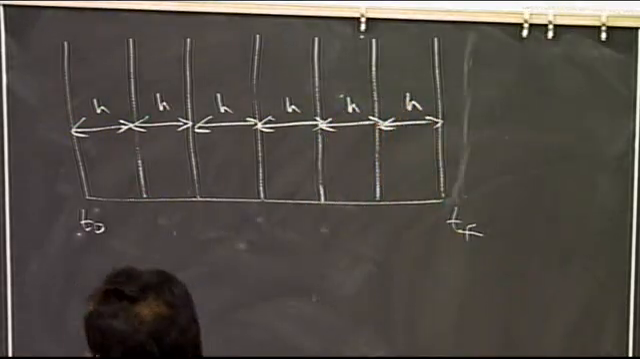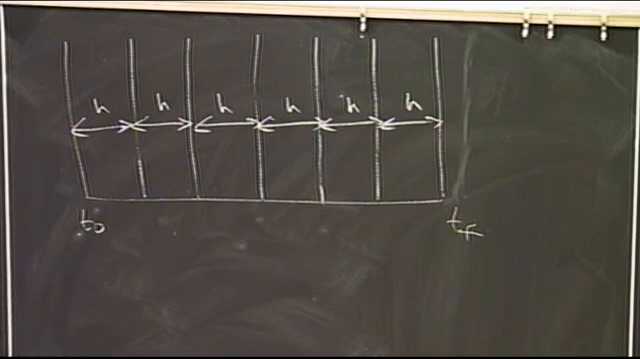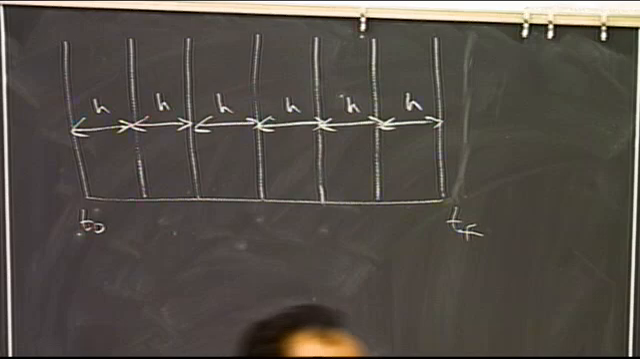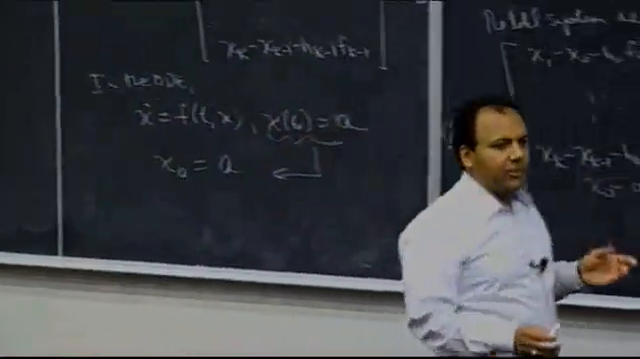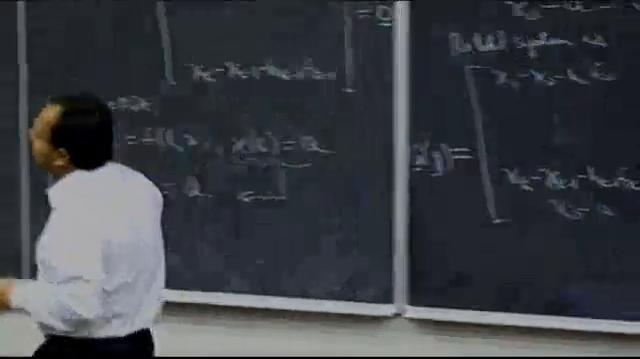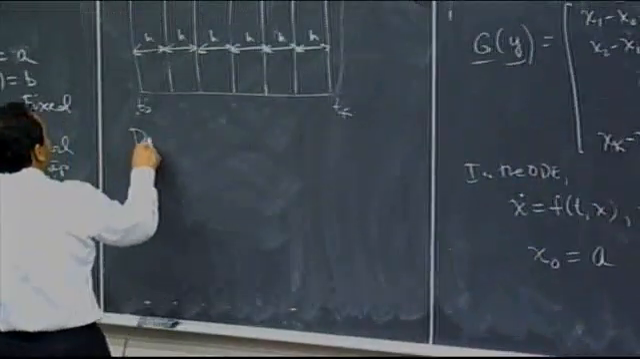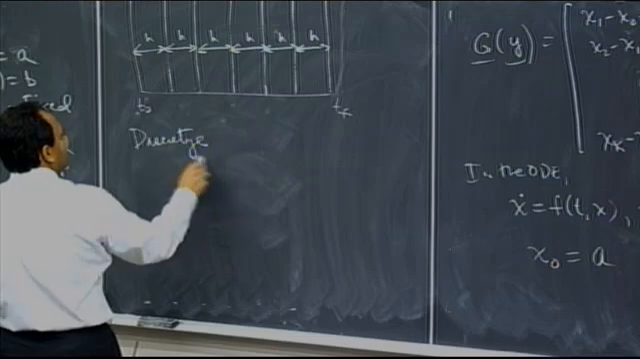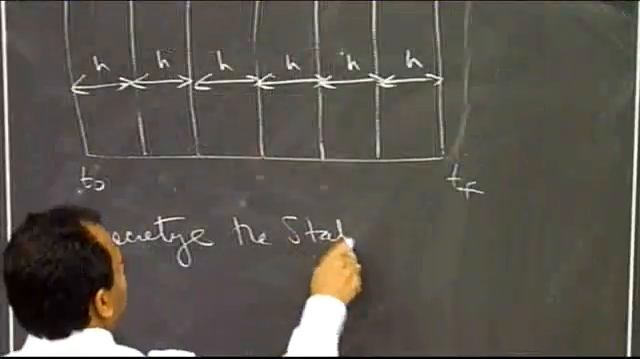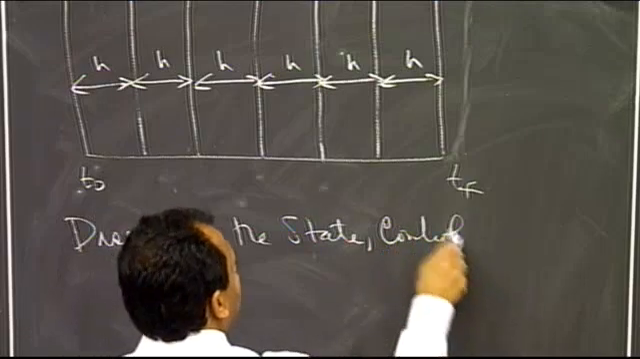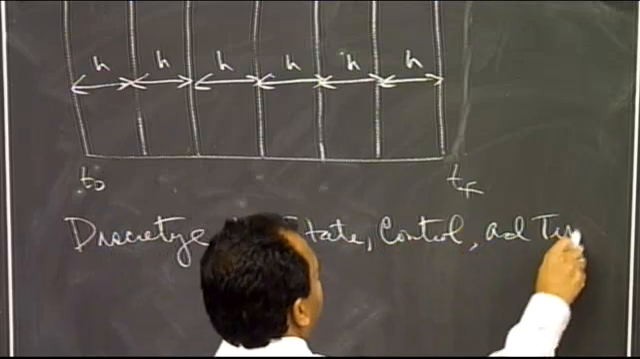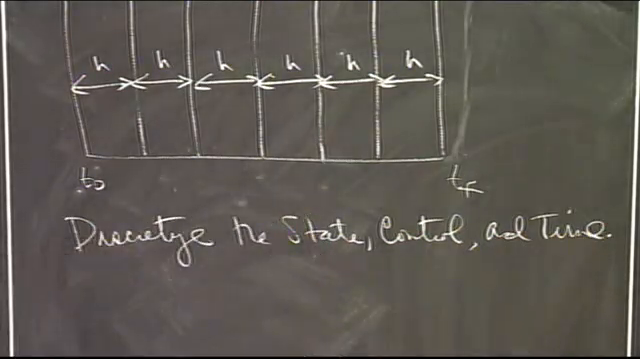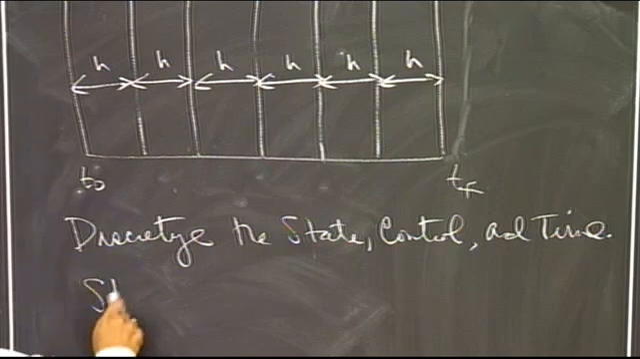Okay. Now, let's go about doing this. So what do we have to discretize in this problem? Let's look and see what the variables are. Well, we have a state, control, and time. So we have to discretize the state, the control, and time.